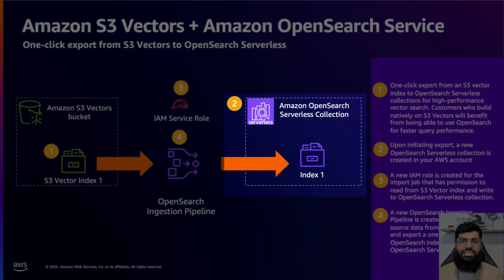A new OpenSearch Serverless collection is created in your account. A new index is created in this collection, matching the settings of your S3 vector index, like distance metric and dimensions.